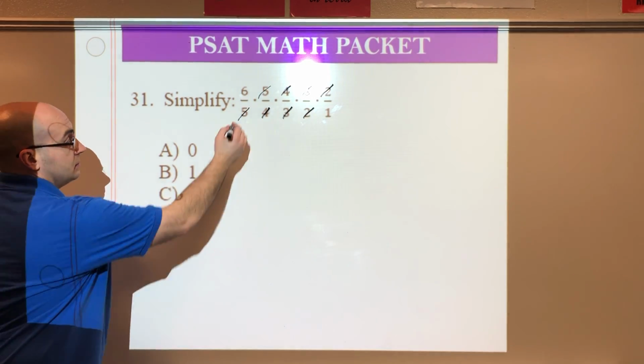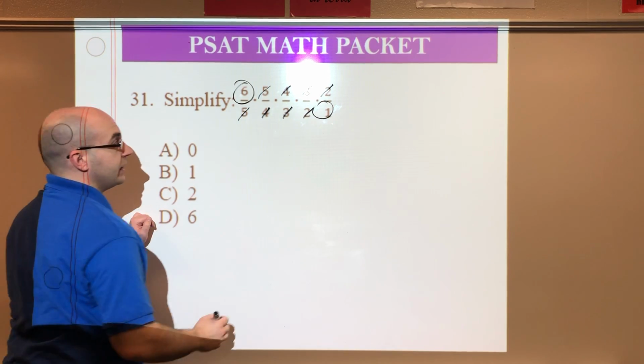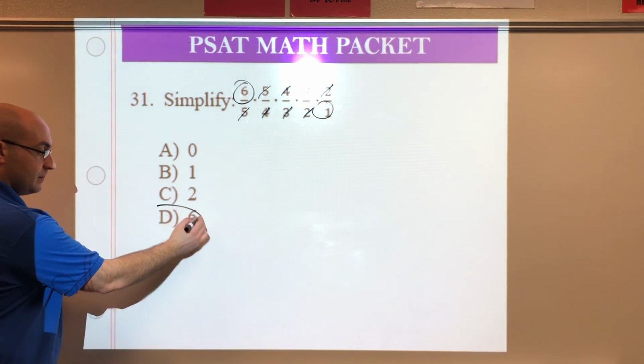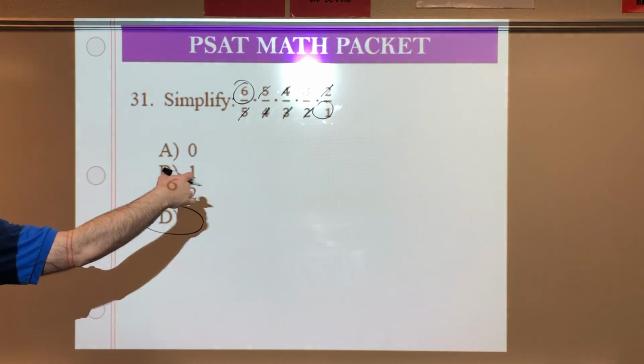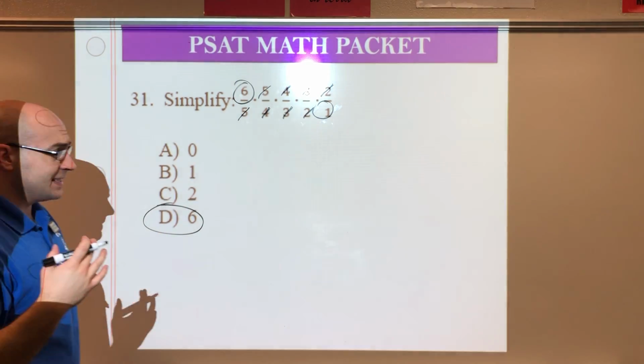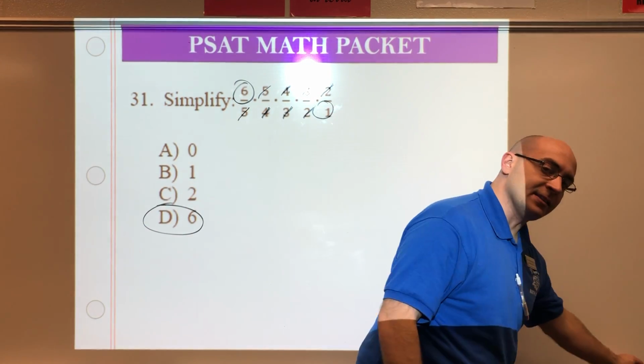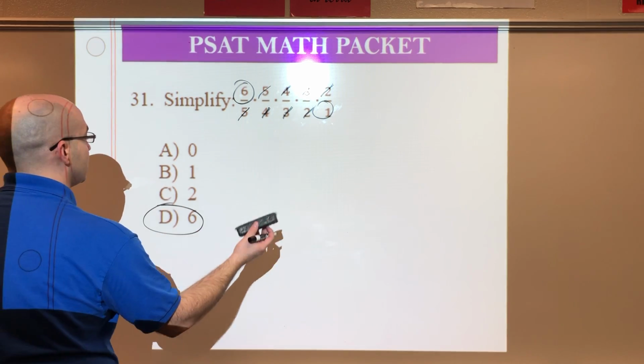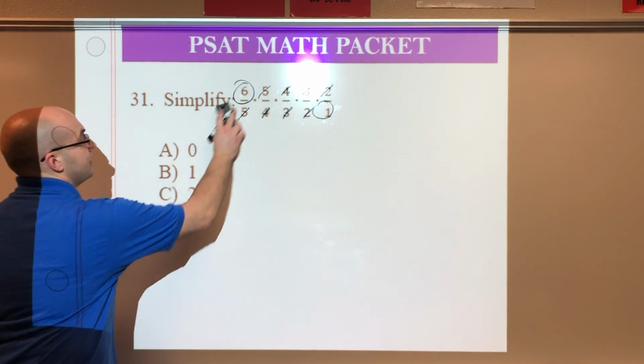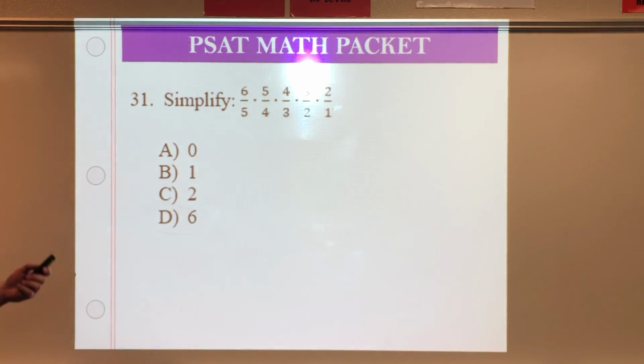Now, what's left over? 6 on the numerator, 1 in the denominator. My answer is D, 6. So instead of multiplying all of them out and getting some ridiculously high number, I'm just going to cancel out all those other numbers, and I'm left with 6 over 1, which simplifies to 6, or D. Pretty simple. Let's keep it going.